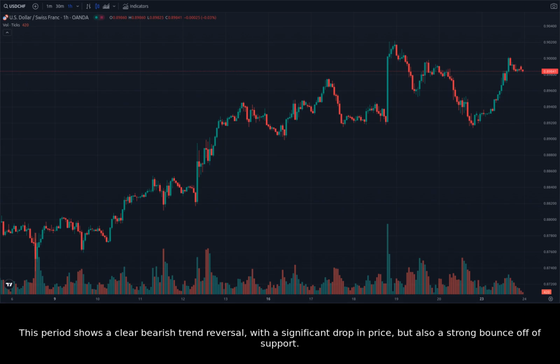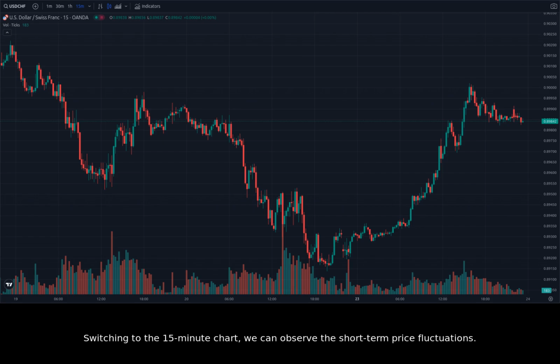This period shows a clear bearish trend reversal with a significant drop in price, but also a strong bounce off of support. Switching to the 15-minute chart, we can observe the short-term price fluctuations. This time frame helps to spot short-term trading opportunities. These fluctuations show short-term support and resistance levels and price movements within those.